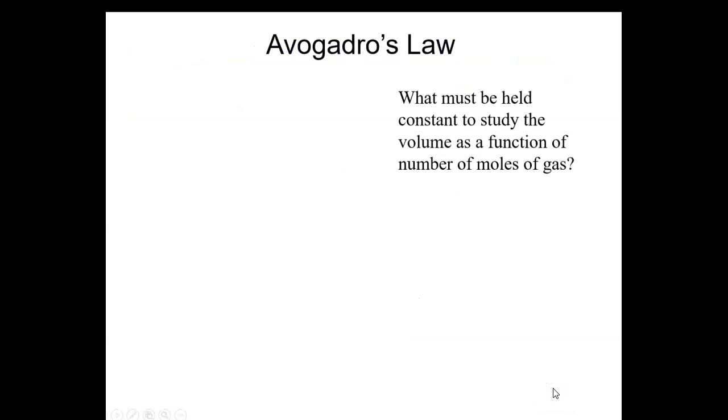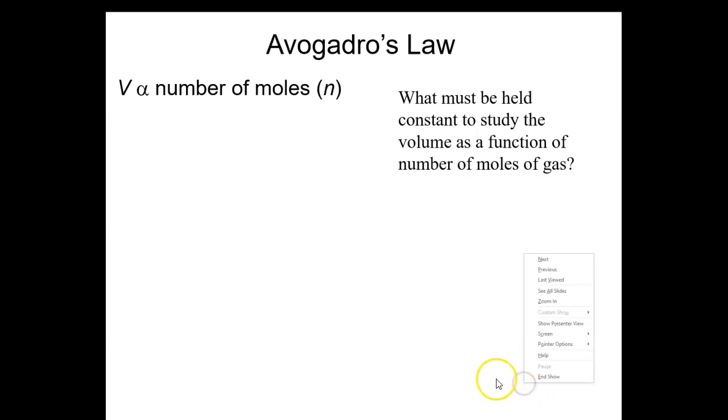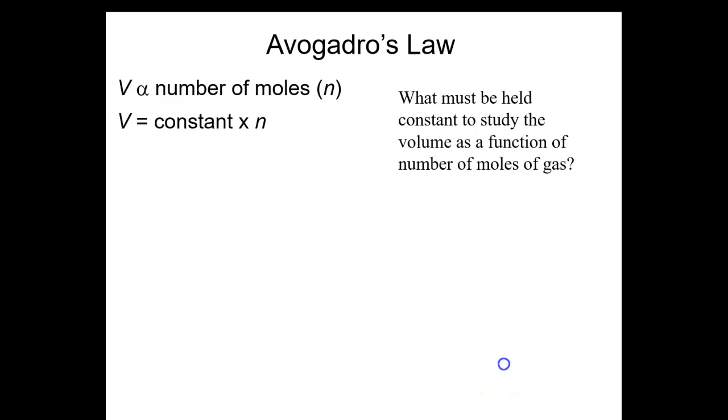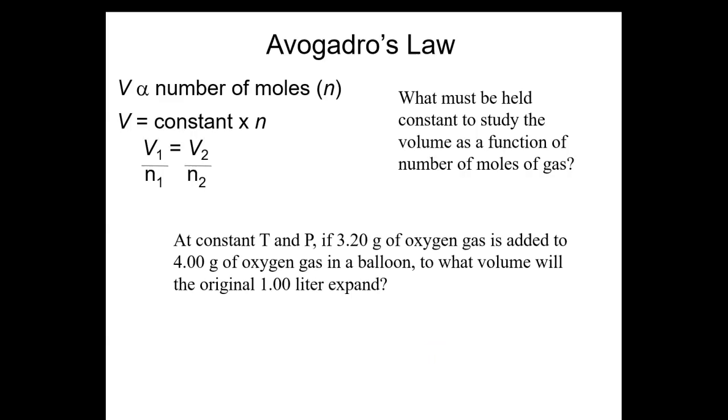Avogadro's law. What must be held constant to study the volume as a function of the number of moles of gas? You did this experiment in first year. Volume we find is proportional to the number of moles. The volume therefore is a constant times the number of moles. V1 over N1 equals V2 over N2. This is a straight line we're working with.